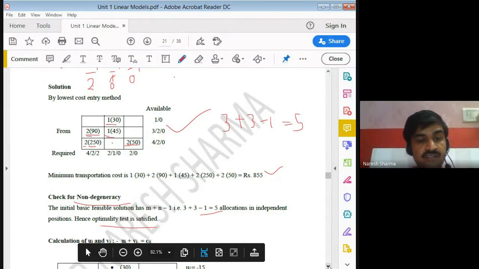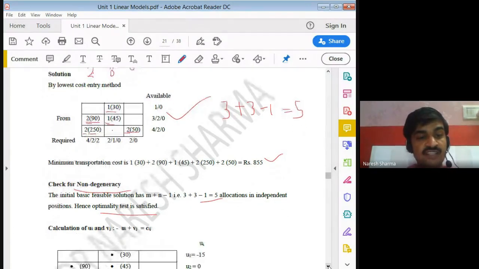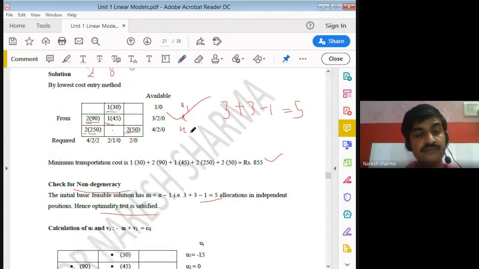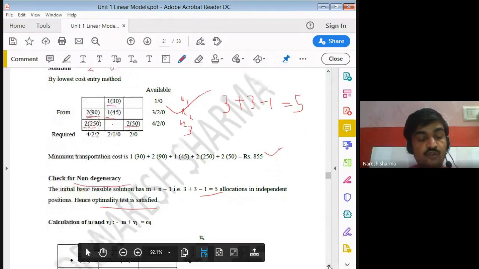So check the optimality of this solution. For that you can calculate u1, u2, u3 for the allocated locations. So for that, make a new table.